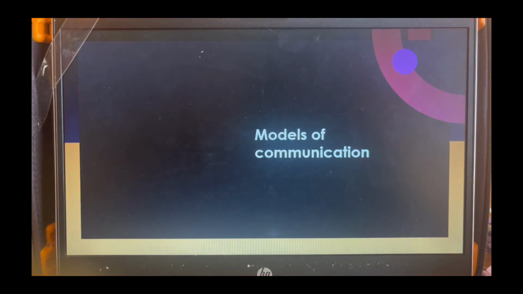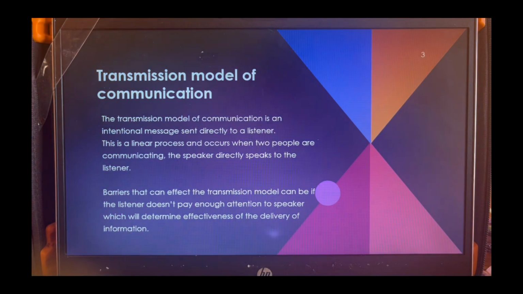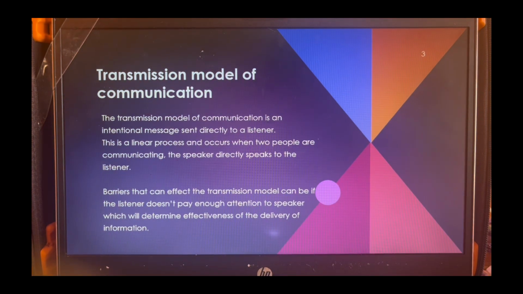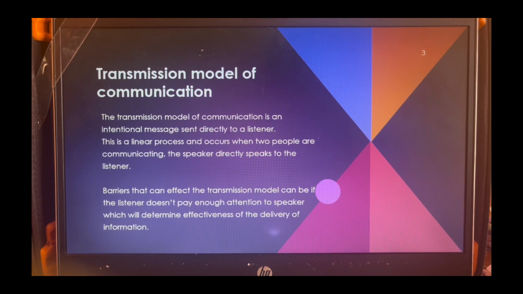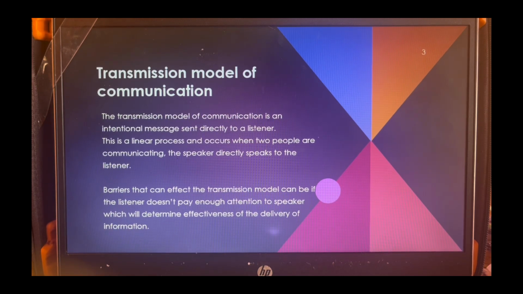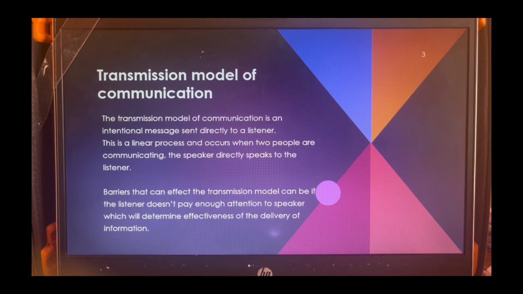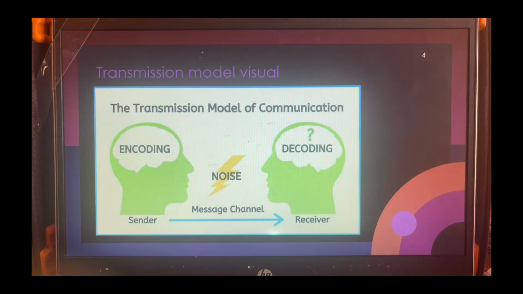Models of communication. Transmission model of communication. The transmission model of communication is an intentional message sent directly to a listener. This is a linear process and occurs when two people are communicating. The speaker speaks directly to the listener. Barriers that can affect the transmission model can be if the listener doesn't pay enough attention to the speaker, which will determine the effectiveness of the delivery of information. Transmission model visual.